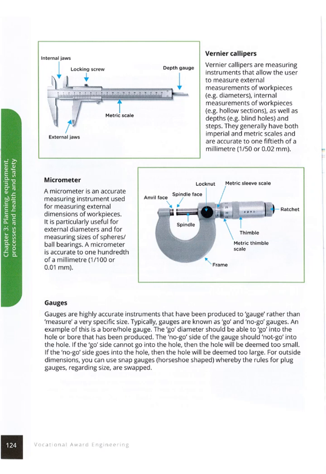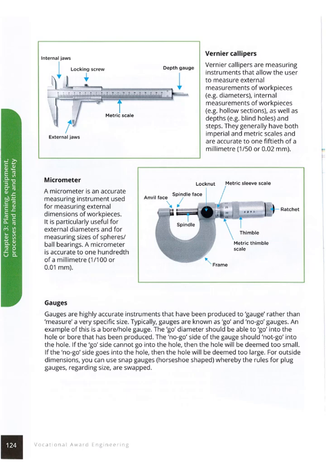It can go to a 1/100th of a millimeter, so the lowest it will go is 0.01 millimeter, so it's extremely accurate. At the bottom there as well, where it says gauges, gauges are highly accurate instruments that have been produced to gauge rather than measure a very specific size. Typically, gauges are known as go and no-go gauges. An example of this is a borehole gauge. The go diameter should be able to go into the hole or bore that has been produced. The no-go side of the gauge should not go into the hole.